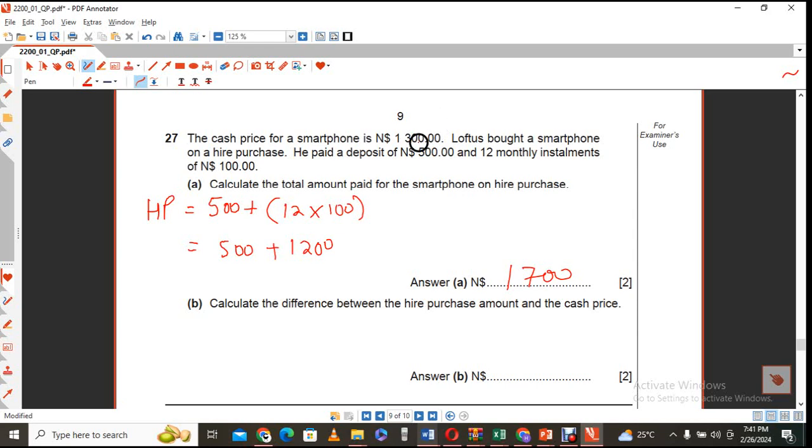But if he was to buy the phone with cash, he would be paying 1,300. So what is the difference? The difference there is 1,700 minus 1,300, which, you are correct, is a difference of 400. So essentially, he pays $400 more if he buys the phone on hire purchase than he would have otherwise paid in cash.